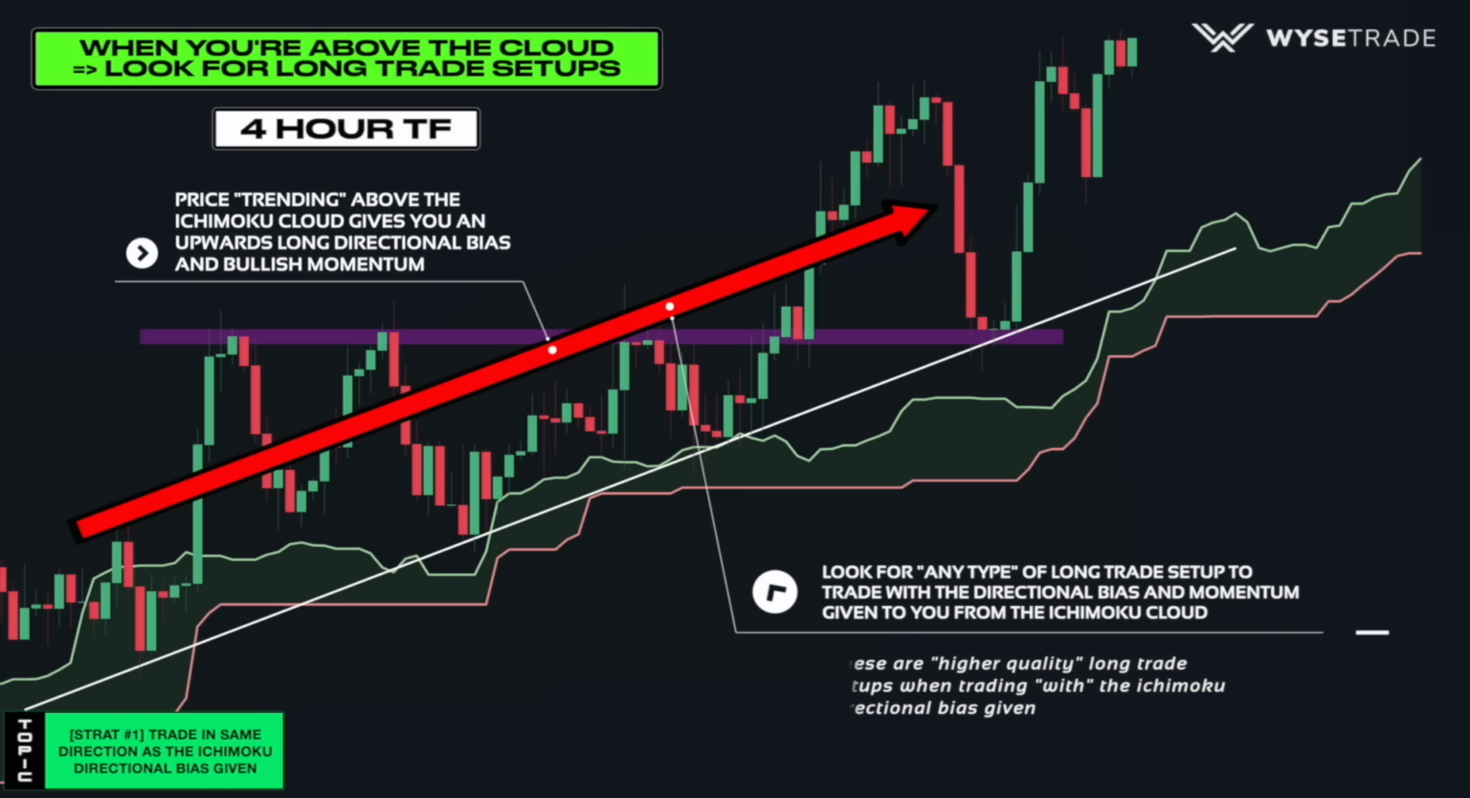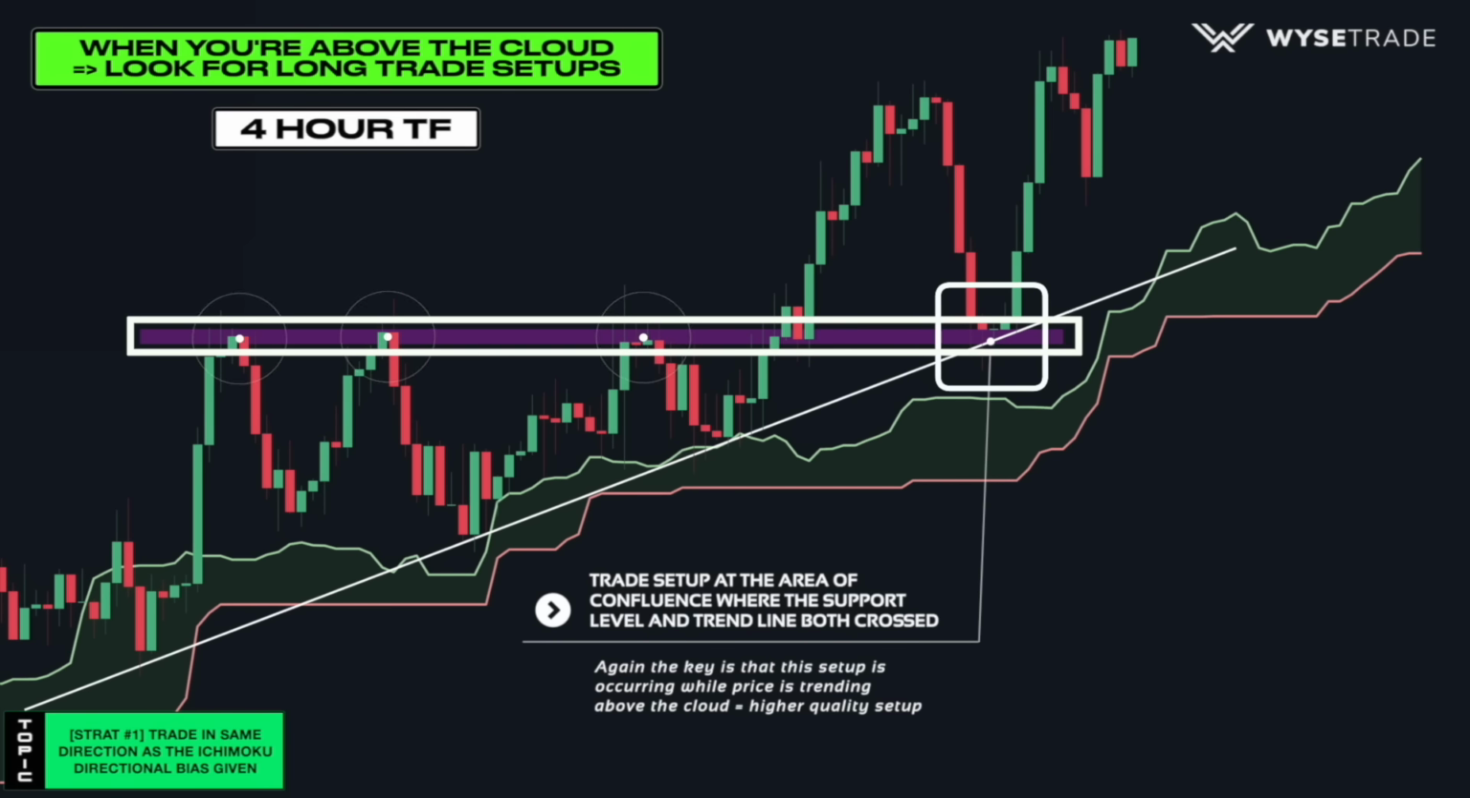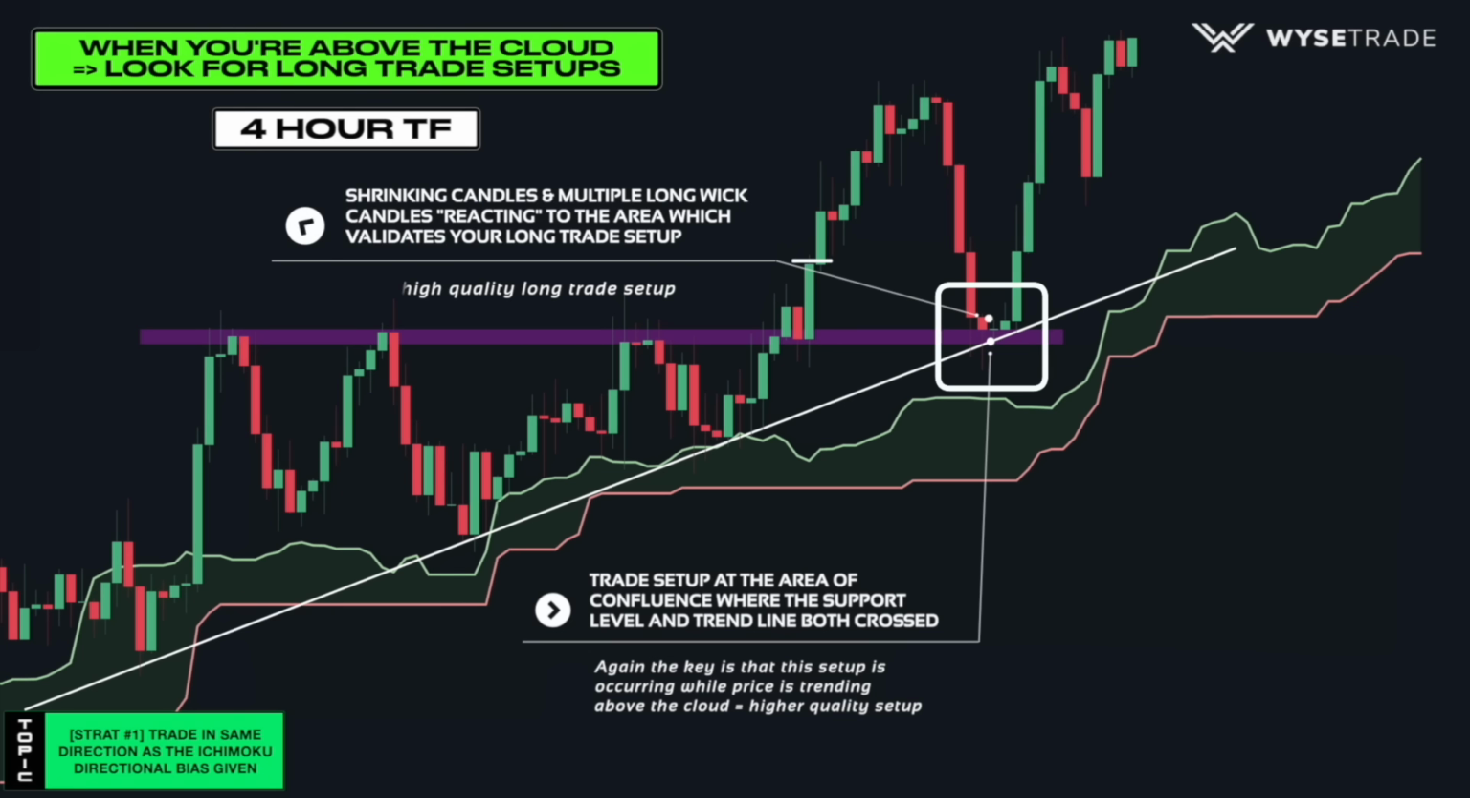So you want to look for long trade opportunities to trade with the upwards Ichimoku directional bias. This is where the long trade setup occurred because you had a great support level with multiple touches, as well as a trend line with multiple touches, both crossing, making this a higher quality trade setup. You then had shrinking candles followed by multiple long wick candles reacting to the level, which validates the long trade setup and makes this a very high quality long trade.